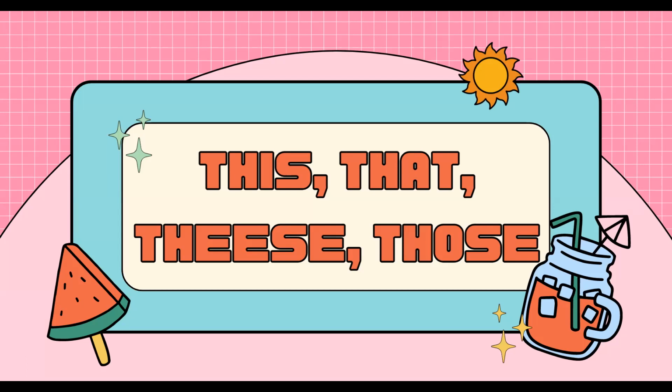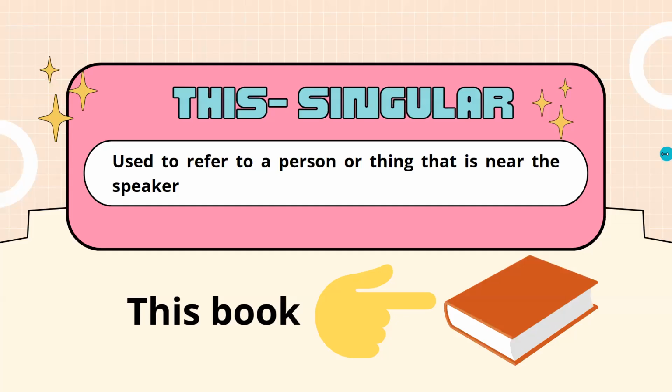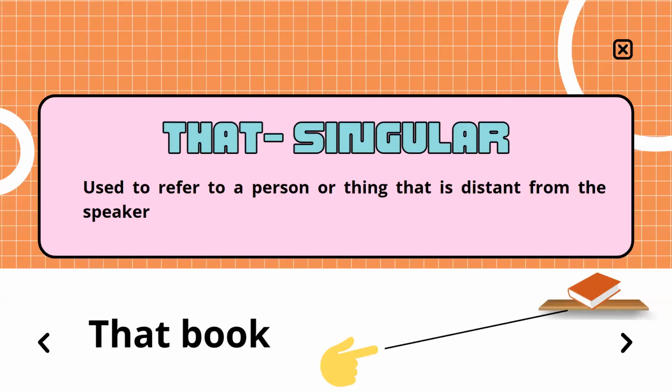First, let's start off with this, that, these, and those. This is singular. It's used to refer to a person or thing that is near the speaker. For example, this book. That is also singular. It's used to refer to a person or thing that is distant from the speaker. That book.